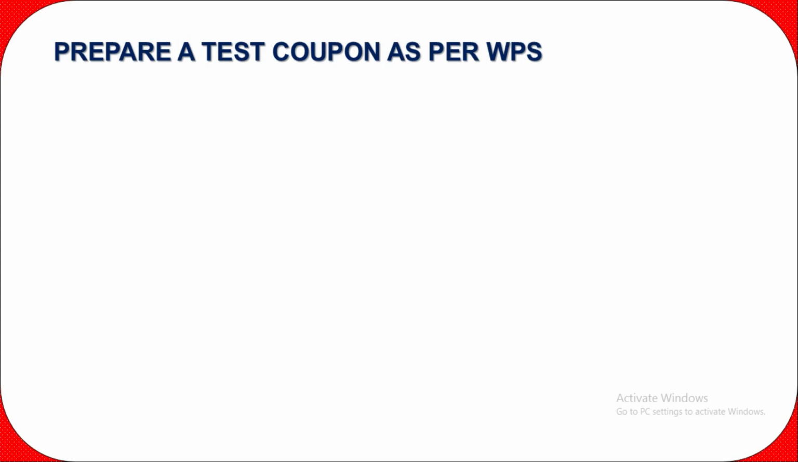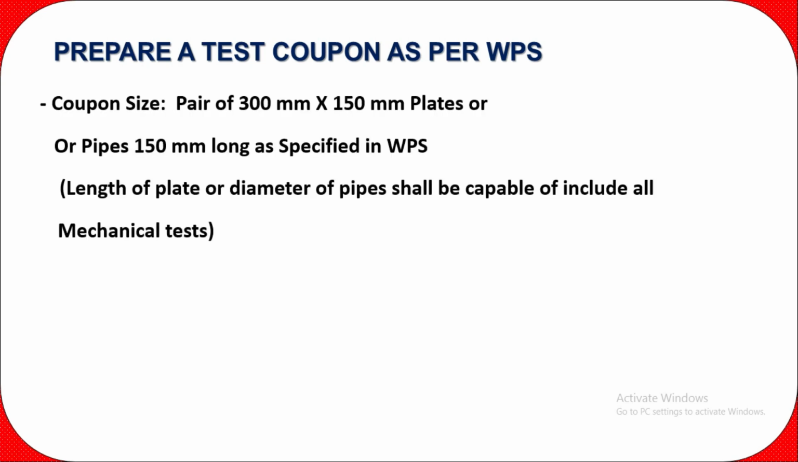Prepare a test coupon as per WPS. Now you have prepared the WPS and PQR. Now you have to prepare a test coupon. How? Coupon size: normally, as per Section 9, 300 mm into 150 mm plates, or pipes 150 mm long as specified in the WPS. So whatever is mentioned in the WPS, the pipes and the coupon size, you have to prepare the same.